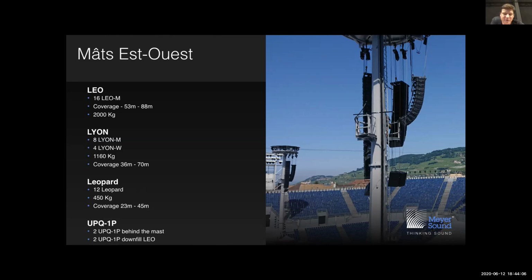So it's almost the same range ratio. 12 Leopard for 150 kilos in the back, same thing, much closer. And in the end, to save a little bit on cost and a little bit on weight, we could afford to save the Linas and swap them with a UPQ one piece. So under the Leos and behind the Leos, we have 2 UPQ one piece, either behind the mast as downfill or as rear fill.